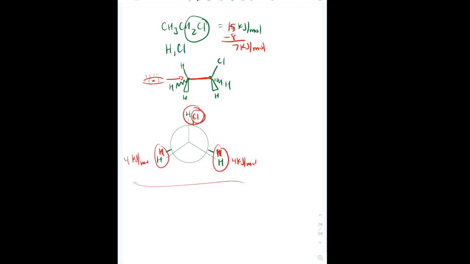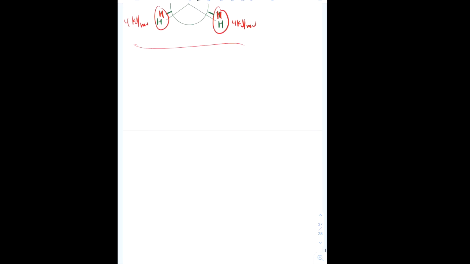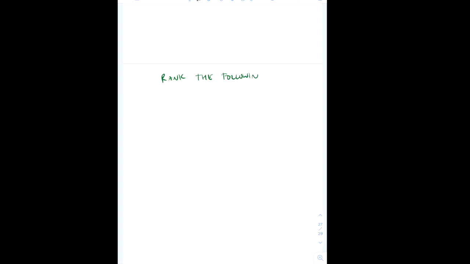Another type of problem is basically tallying up which one is higher energy and which one's lower energy. In other words, what I mean is: rank the following conformations in order of increasing energy.